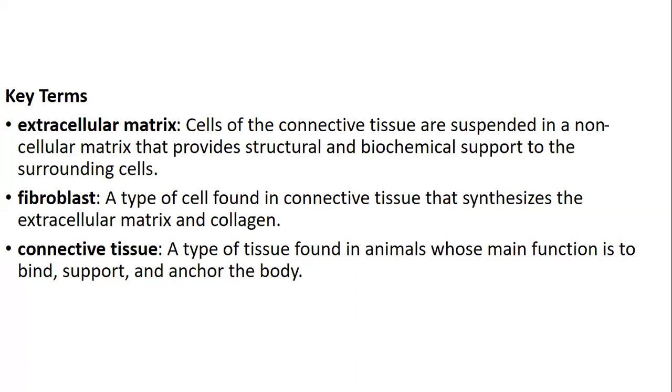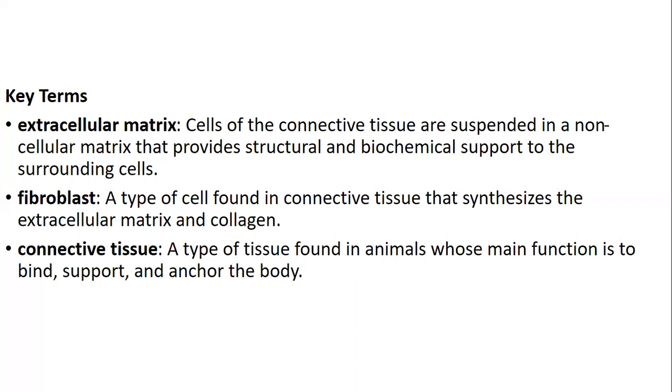Fibroblasts, which is a type of cell found in connective tissue that synthesizes the extracellular matrix and collagen. Then connective tissue, which is a type of tissue found in animals, whose main function is to bind, support, and anchor the body. Bind, support, and anchor. I'm sure it gives you an idea of what these type of tissues are supposed to be.